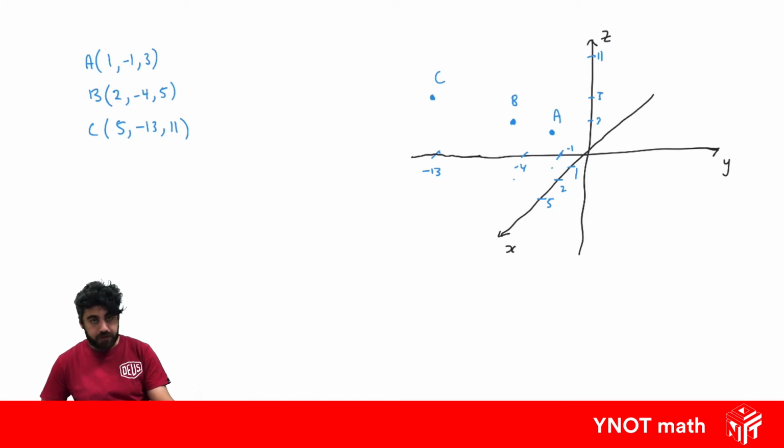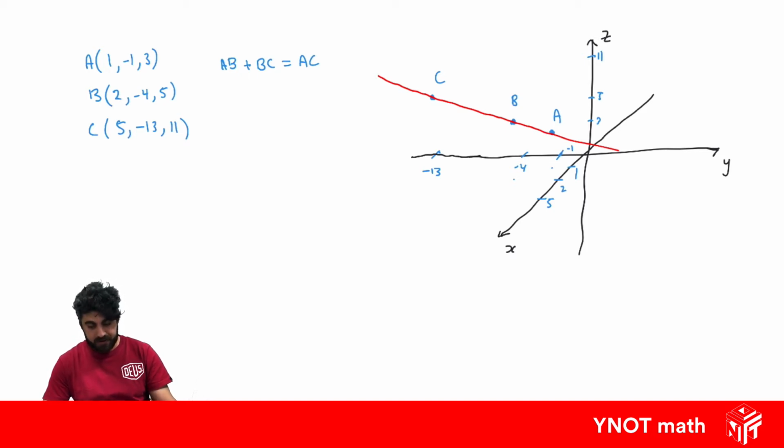Now, we want to show that these points are collinear, which means that we should be able to draw a straight line between all three of these points. Now, one way to do it would be to show that the distance of AB plus the distance of BC would equal the distance of AC. And if that worked out, that would mean the points are definitely collinear.